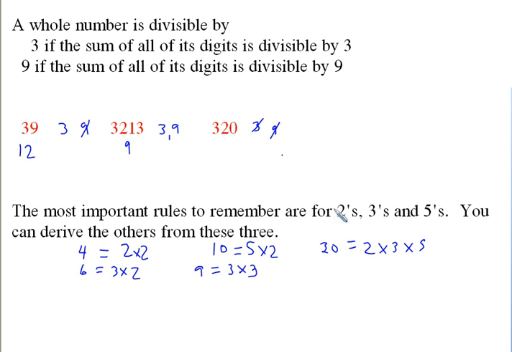So really, these are the most important ones to remember. 2's, 3's, and 5's. And really the one that most people have the most trouble with is 3's, and that's just adding them all up and seeing if the number is divisible by 3. And if you got that, then it's great.